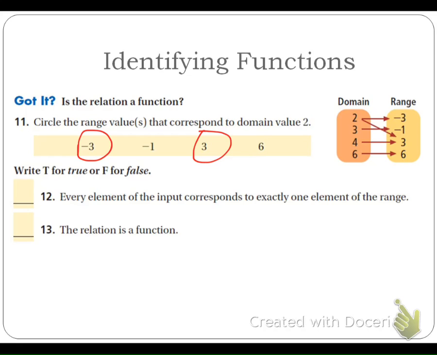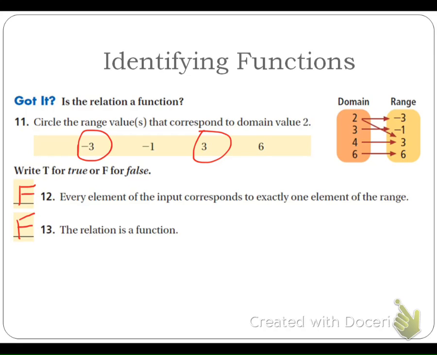No, it is not. In order for it to be a function, all those arrows pointing from left to right should only be pointing to one number. Every element of input corresponds to exactly one element on the range. So is that true for this? Not for this example. That's false. So is this relationship a function? False. It is not a function because we have the arrow pointing to more than one value.